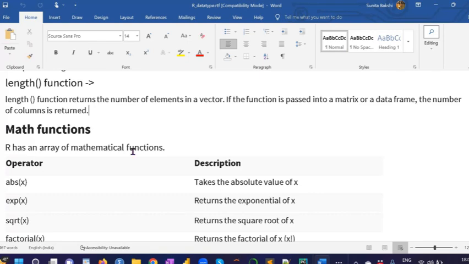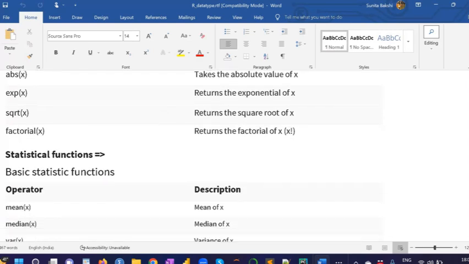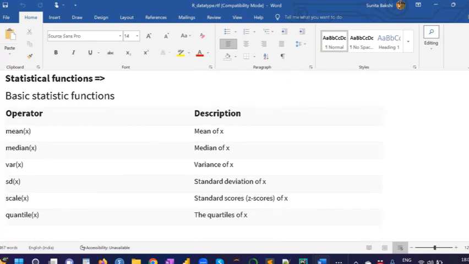Next is math functions. R has some math functions also: abs, the absolute function, and the exp function, the exponent function. This is sqrt, the square root, and this is factorial. These are the math functions. And statistics functions are mean, median, variance, and standard deviation, then scale, standard score, and quantile. These are the statistics functions.